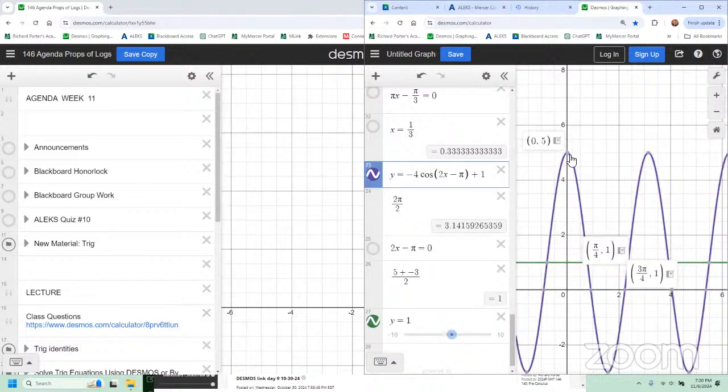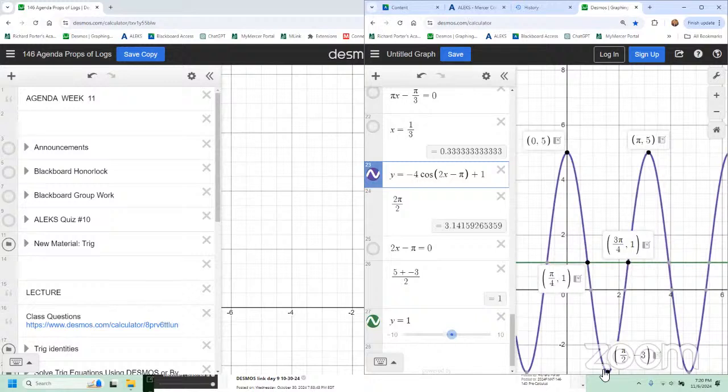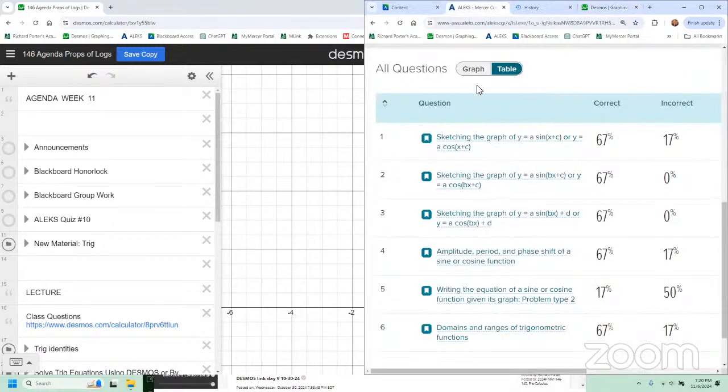Desmos is nice because it gives you all of the things in terms of pi. So it's 0, 5, pi over 4, comma 1, pi over 2, comma -3, 3 pi over 4, comma 1, pi, comma 5. You just put those 5 points in and tell it to graph it, and it'll be fine for any of those sketches.